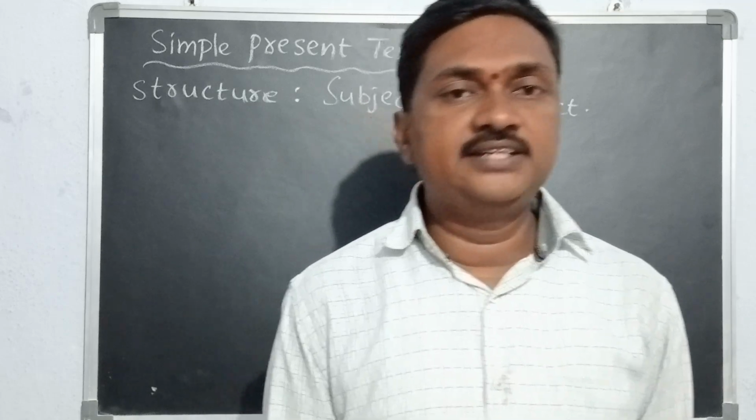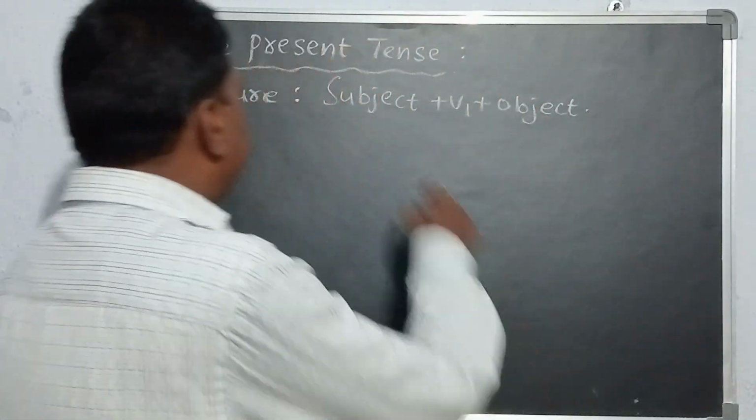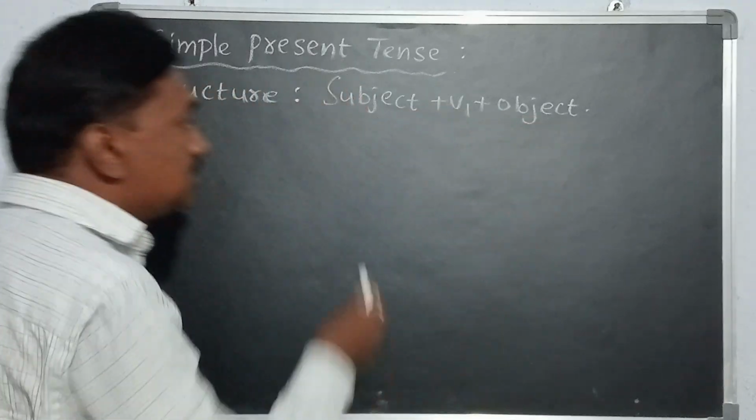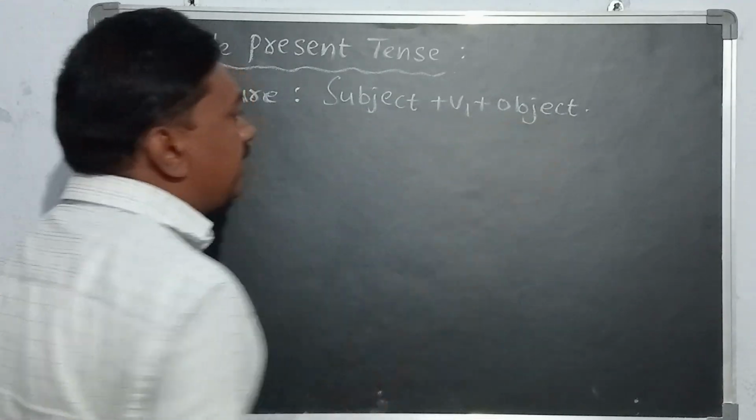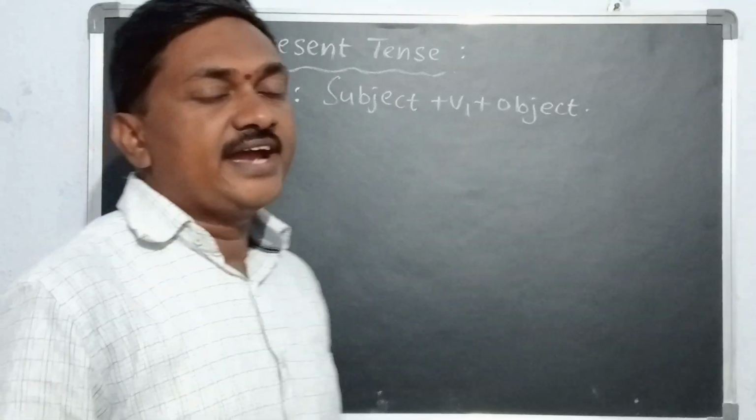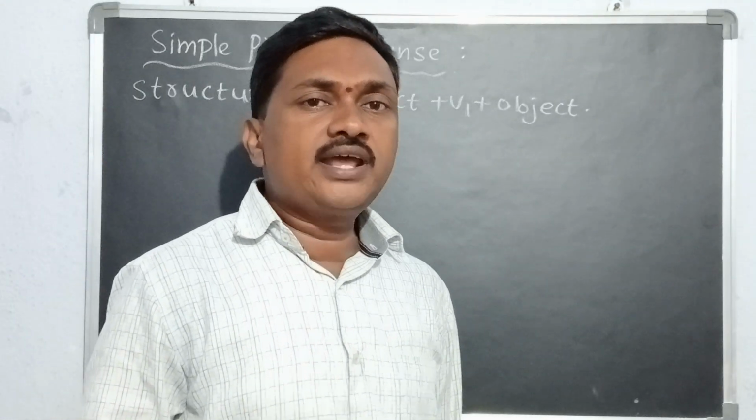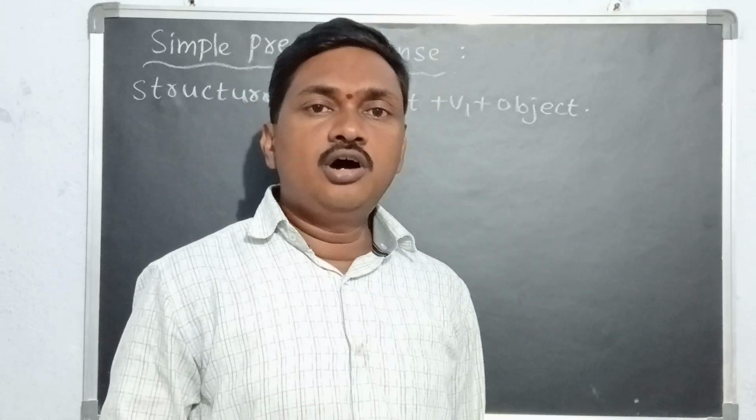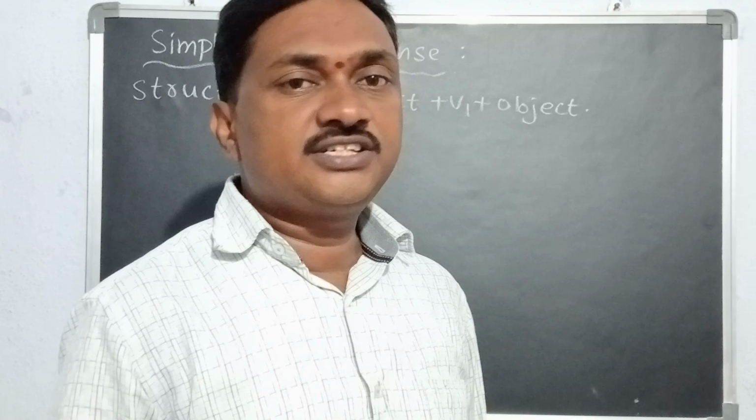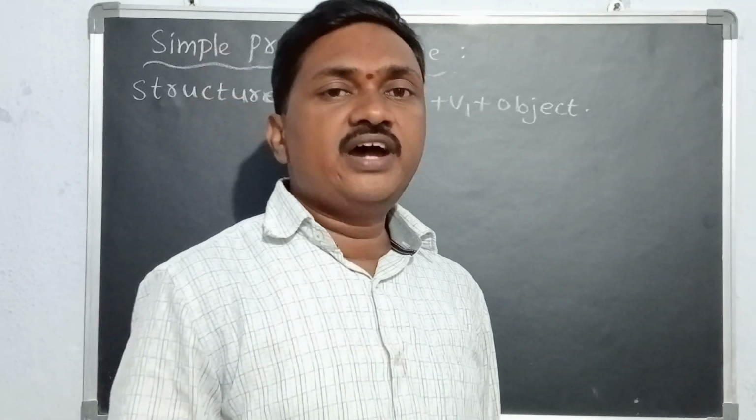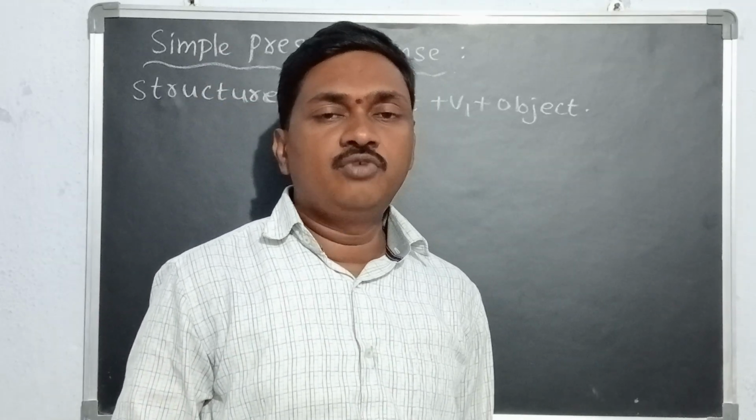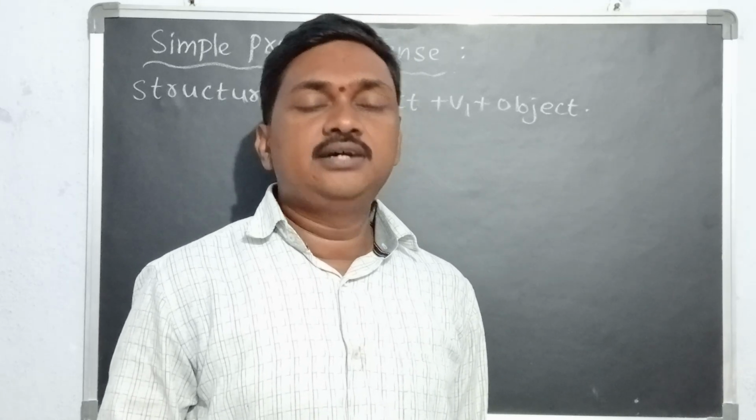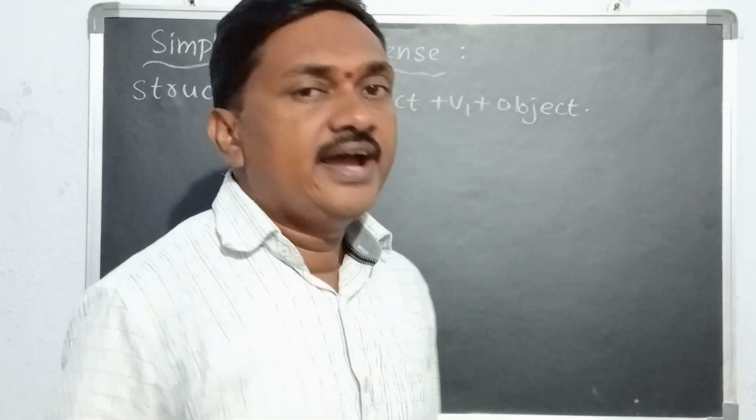In simple present tense, the sentence structure is subject, verb 1, object. Subject means doer of the action. Verb means action. Object is sufferer of the action. Verb 1 is the present tense form.